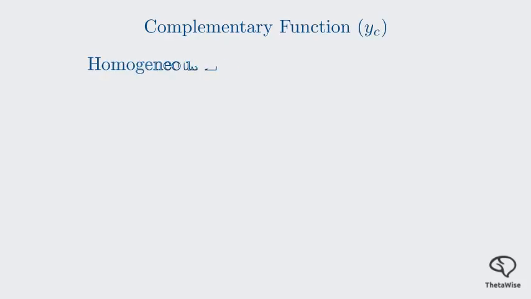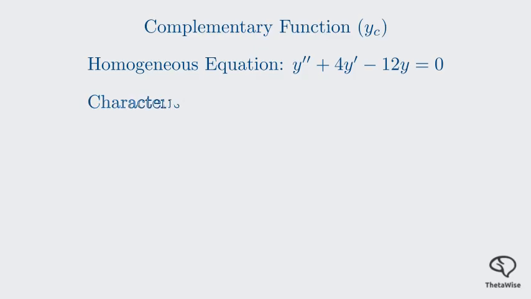Let's begin by finding the complementary function, y sub c. This involves solving the homogeneous equation. We consider d squared y by dx squared plus 4 dy dx minus 12y equals 0. To solve this, we write down the characteristic equation, which is a simple algebraic quadratic equation. We replace the second derivative with m squared, the first derivative with m, and the y term with 1 to get m squared plus 4m minus 12 equals 0.